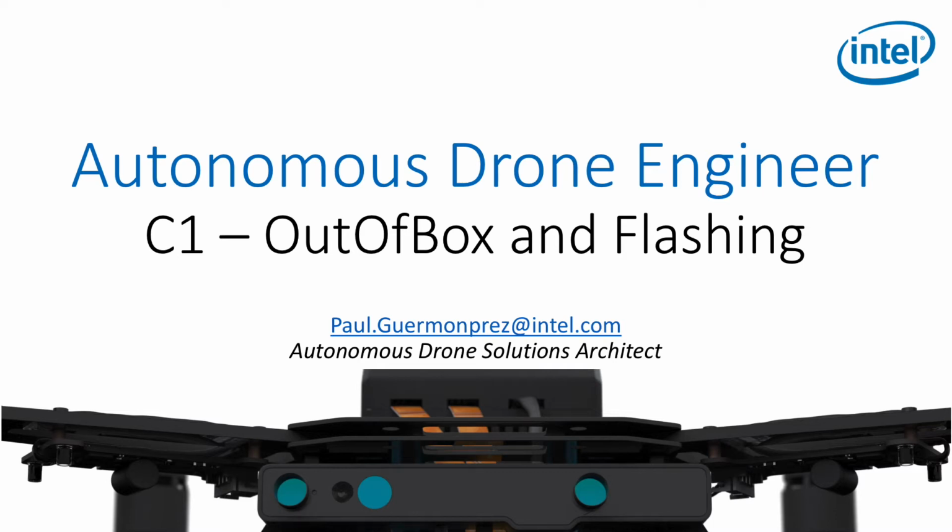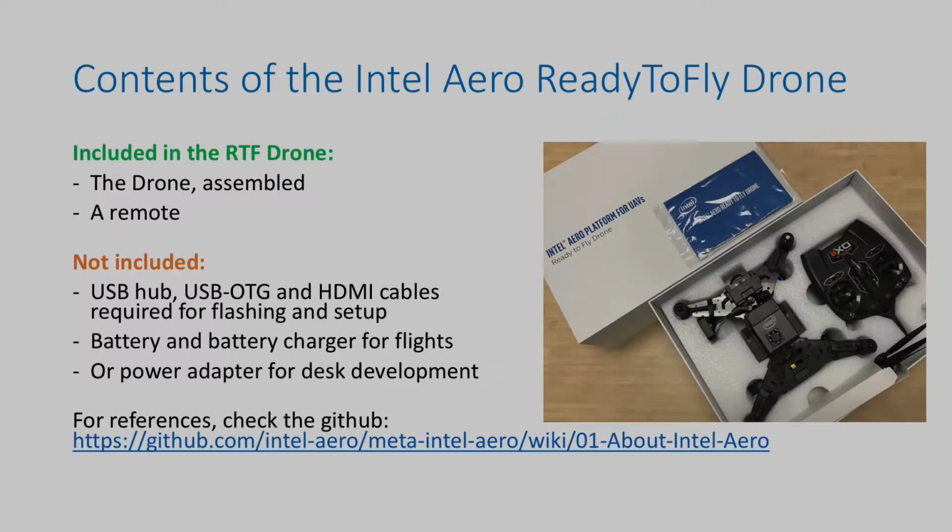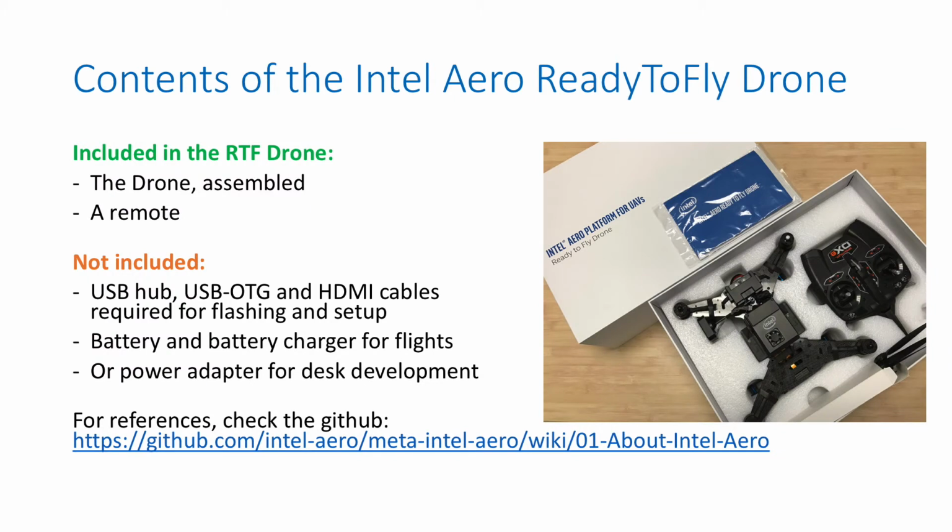Okay, so now let's focus on the lab setup using the Intel Aero ready-to-fly drone as an example. Included in the box is the drone already assembled and a remote. Not included are a USB hub, a USB OTG cable, and an HDMI cable, and you will need those for flashing. You also need a battery and battery charger if you want to fly, or a wall power adapter for desk development. You have the references for all the cables on the wiki.